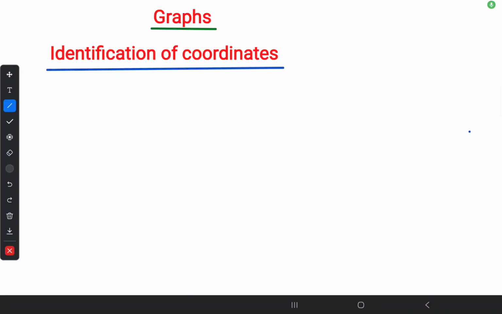In this section, we are going to start with identification of coordinates. That means if I give you the graph formula like this, y is equal to 2x, with respect to the change of x, y is also changing. These are discrete statistics. With respect to the change of x, the y is also continually changing.